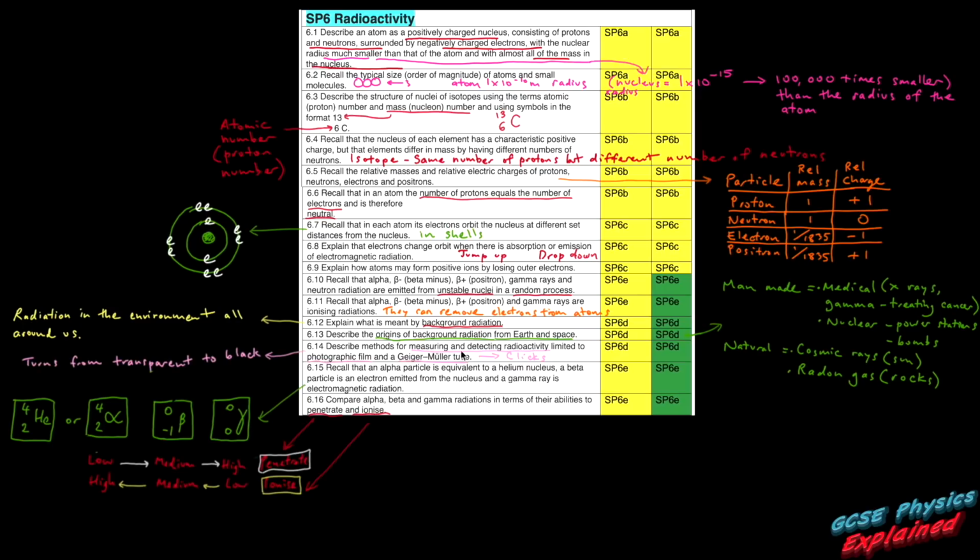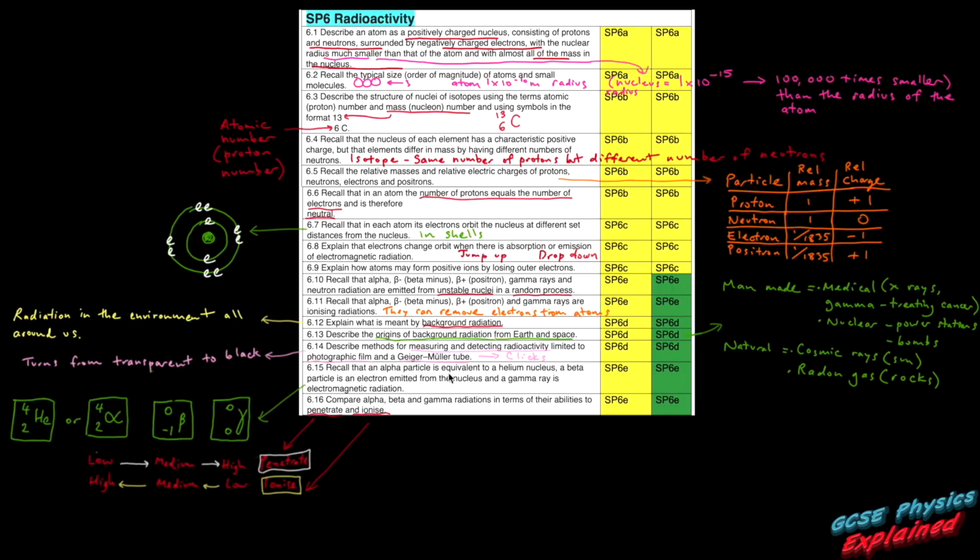Describe methods for measuring and detecting radioactivity limited to photographic film and a Geiger-Müller tube. Well, a Geiger-Müller tube would click when it detects radioactivity, and a photographic film would turn from transparent to black. So the darker it is, the more radiation you've been exposed to.